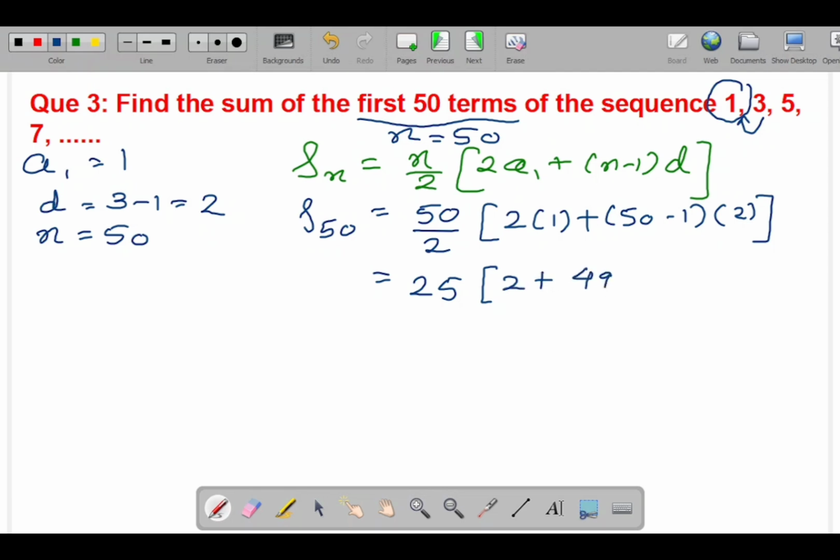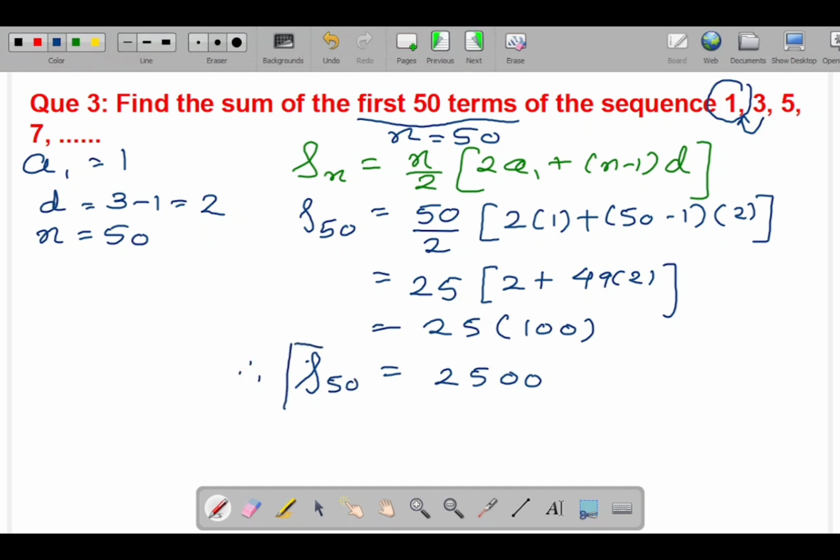Here 49 into 2, so we know it is going to be 98 plus 2, so 100. So it is 100 there, so that means 2500. So S50 means sum of, don't mistake it for an 8, I am writing S50. So that means the sum of first 50 terms of this given arithmetic progression is 2500. Hope you are getting it, right? If you are getting it, I'm giving you the next question.